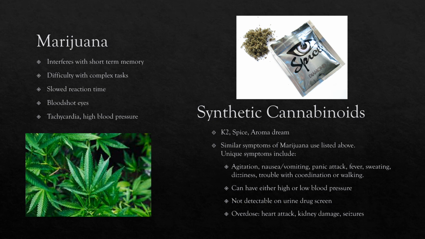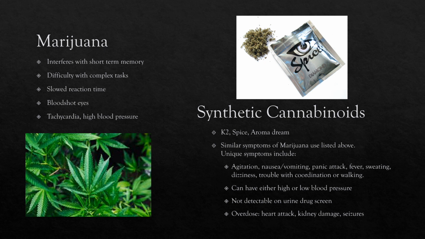Now, I can't discuss every single drug out there, but we're going to talk about some common, more popular ones that are going around these days. So this first slide is about marijuana and synthetic cannabinoids. Marijuana affects short-term memory. Students will have difficulty with complex tasks and a slowed reaction time. And when you look at their eyes, they'll be really bloodshot.